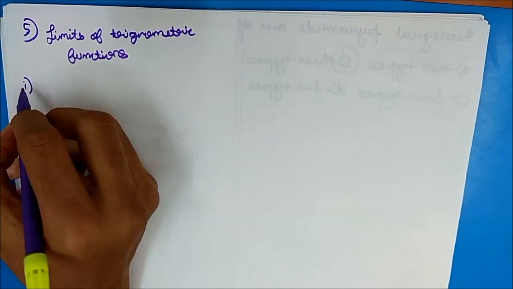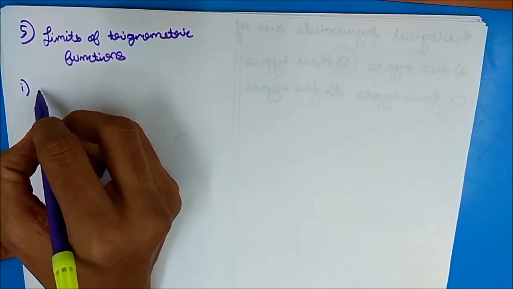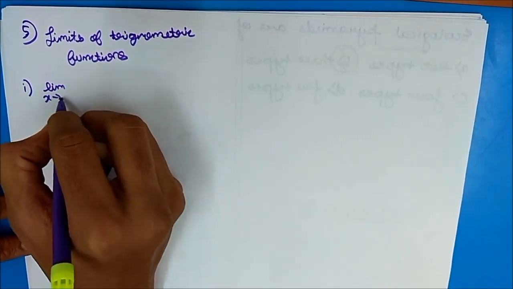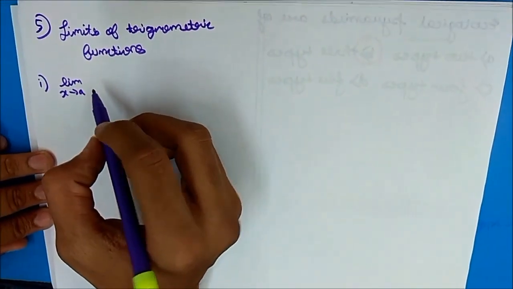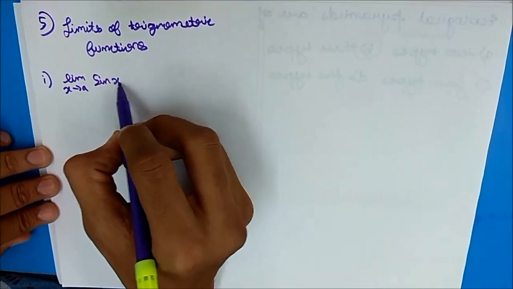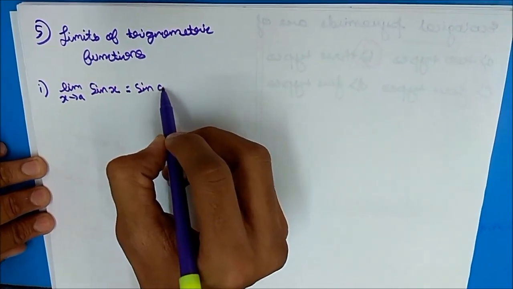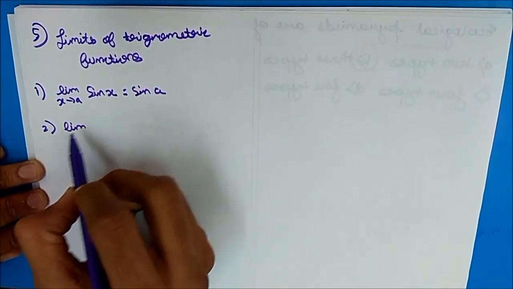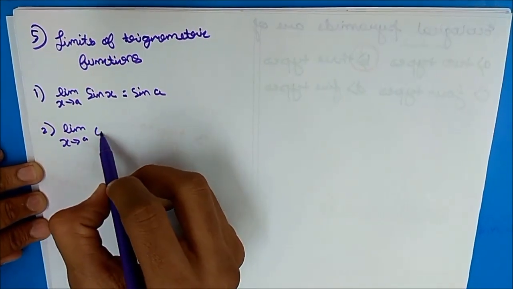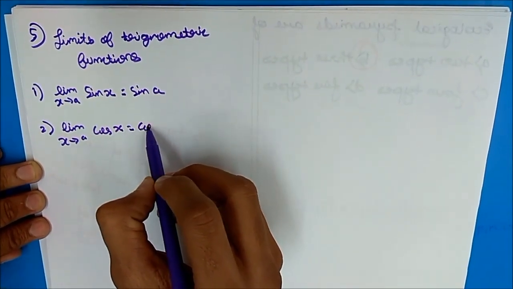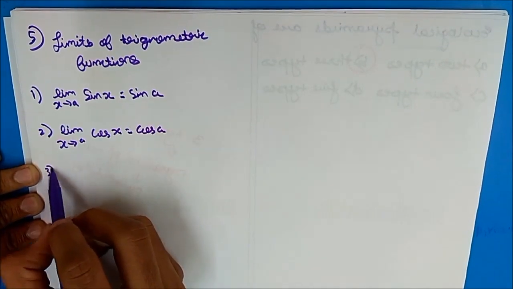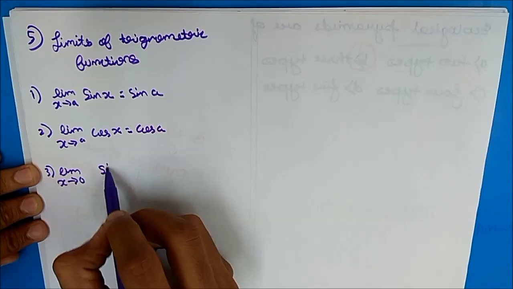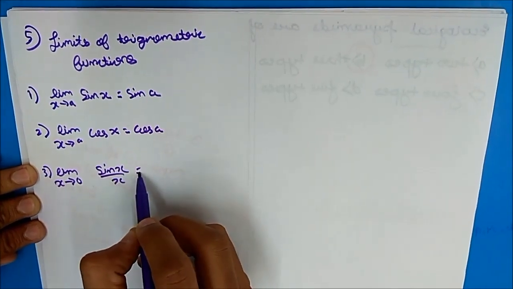The first would be some examples like the limit of the trigonometric function you should know. First, limit x tends to a, sin x is sin a. Second, limit x tends to a, cos x is cos a. Third, limit x tends to 0, sin x upon x is 1.